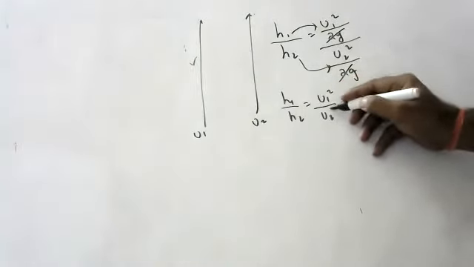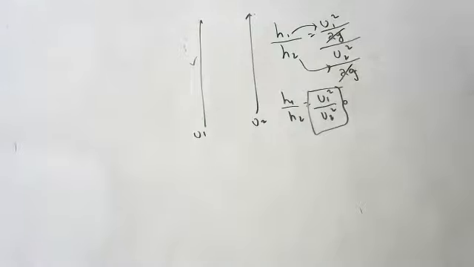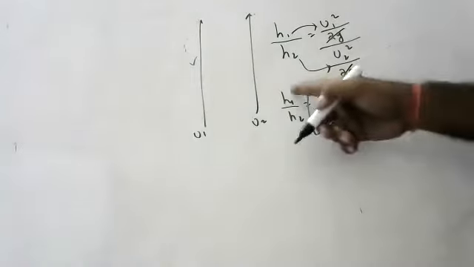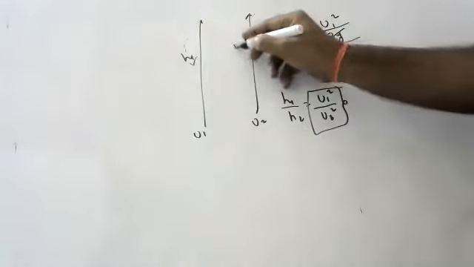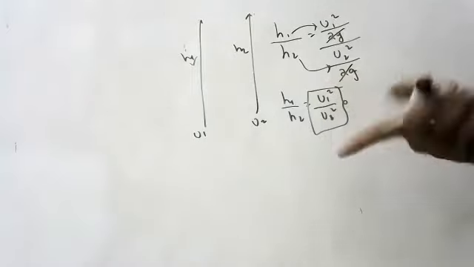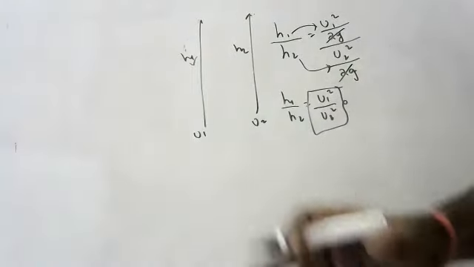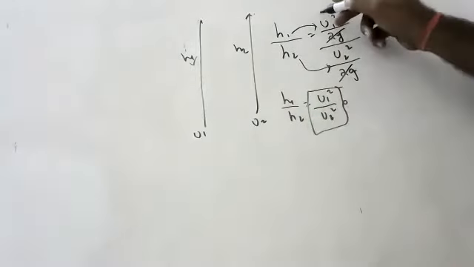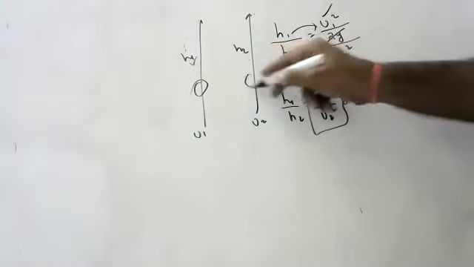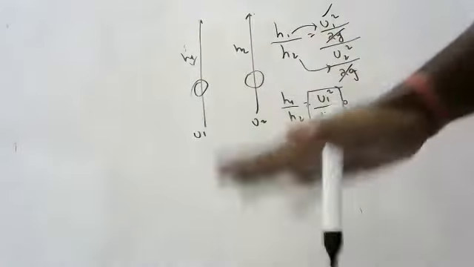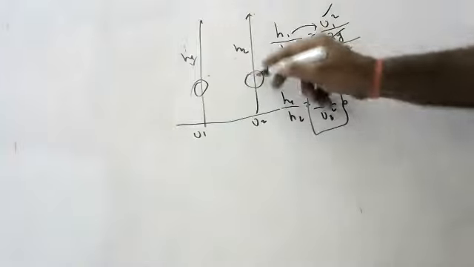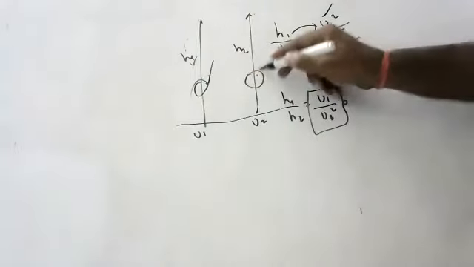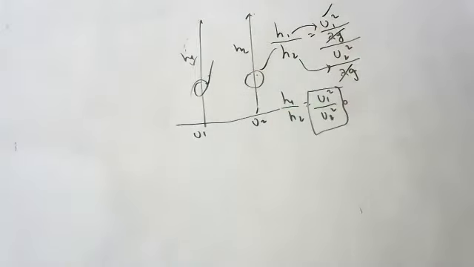So the ratio of their heights is u1 square by u2 square, because at a particular place acceleration due to gravity remains the same. If you are taking different planets, g will change, I accept it. But in a particular place, g will remain the same. This is Earth, this is Earth, this is Mars. Okay, then we can use it.